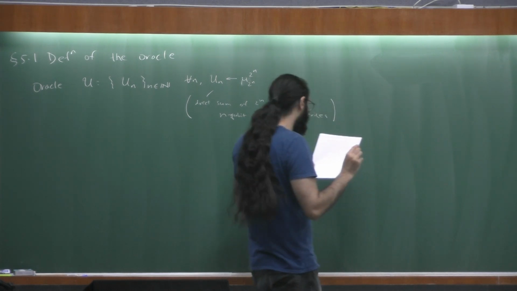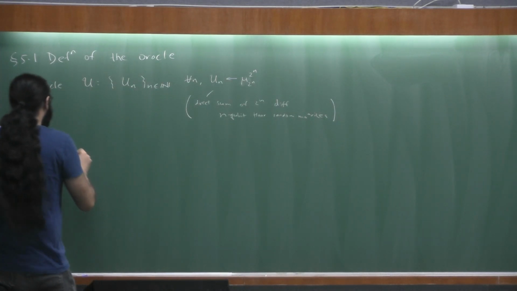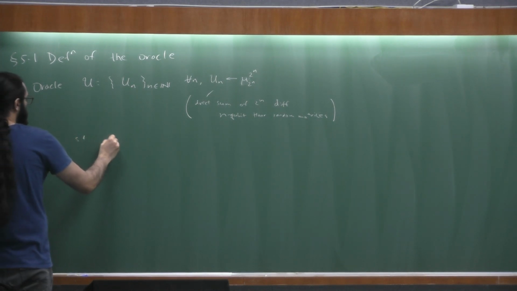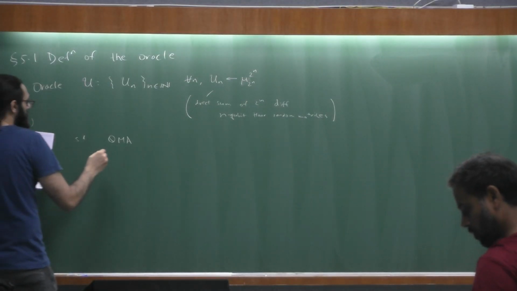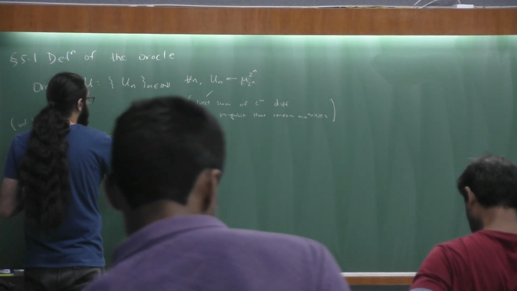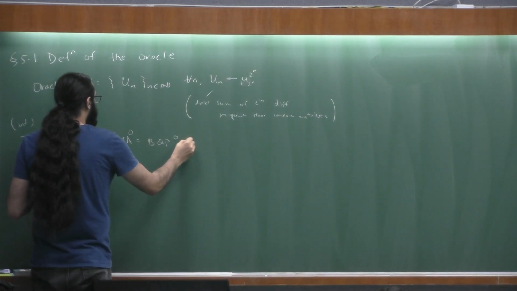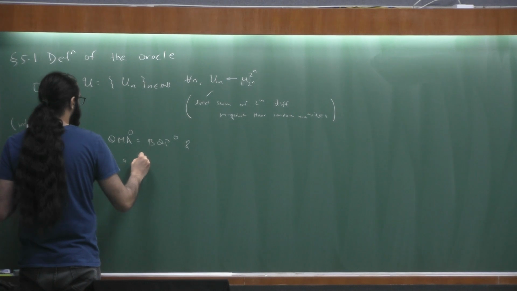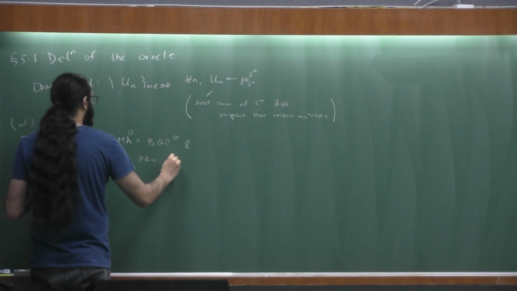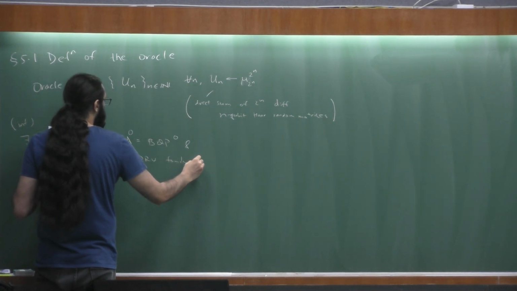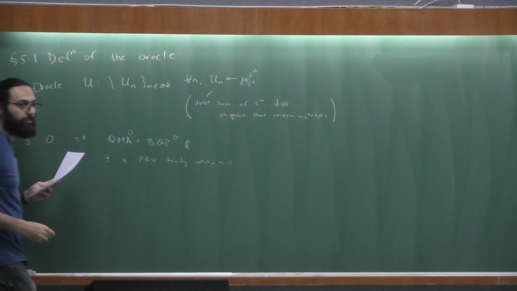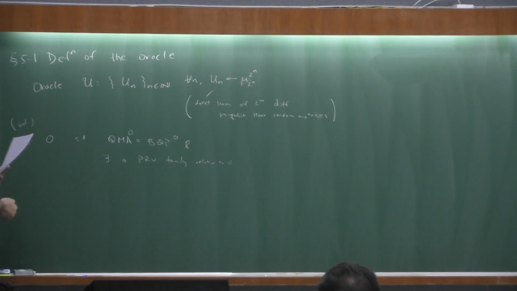Yeah. Okay. So we're basically trying to show that there exists an oracle O such that QMA equals BQP relative to the oracle. That's the informal statement. And at the same time, there exists a pseudorandom unitary family relative to O. That's the statement we're trying to prove.